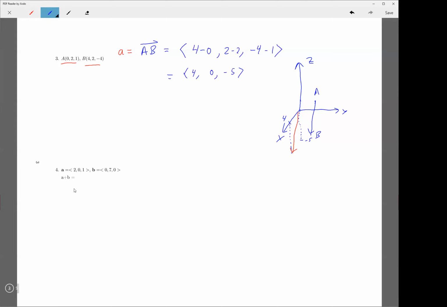Okay, so for number 4, what we're supposed to do is find the sum of these 2 vectors, and that's not too bad. Just have to add the components. So that's going to be 2, 7, 1.